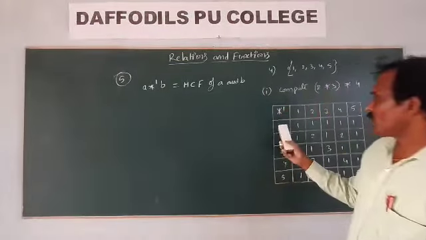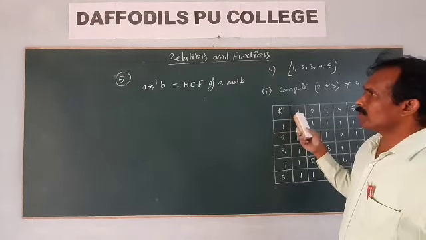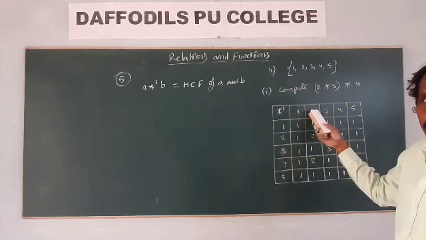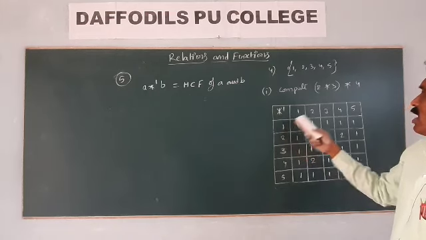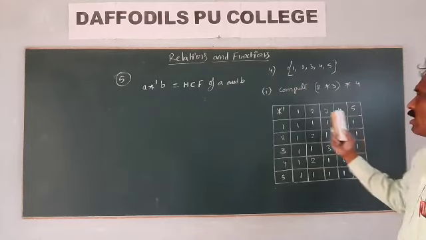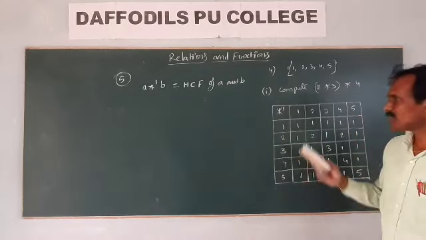First of all, start with 1. The highest common factor of 1 and 1 is 1 only. HCF of 1 and 2 is 1. HCF of 1 and 3 is 1, of 1 and 4 is 1, and of 1 and 5 is 1 only. Right, carry on with the first one.